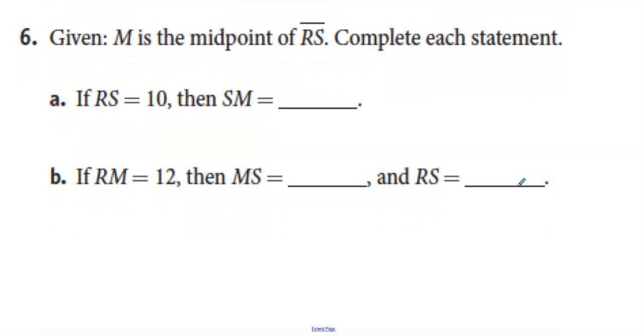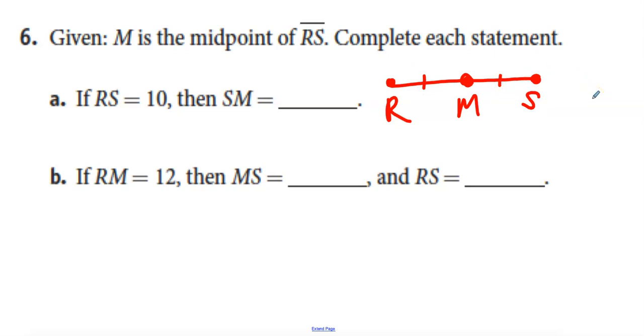So it says, given that M is the midpoint of RS. I'm going to draw a picture again to help us out. So my line segment endpoints are R and S. M is the midpoint, so in this picture, M is going to be in the middle. And if I want, I can go ahead and give my tick marks so I know it's the midpoint.